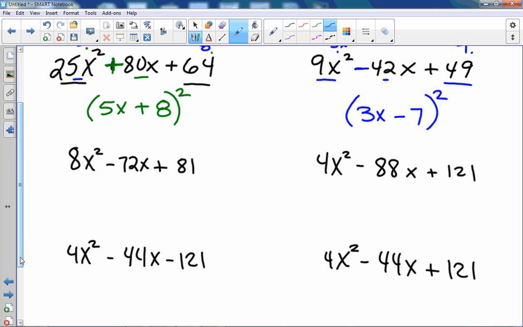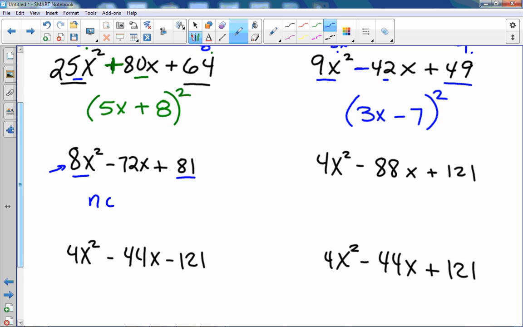Now, let's look at the next one here. Let's see if the first and last terms are perfect squares. So what about 8x squared and 81? Are those perfect squares? No, they're not. 8x squared, 8 is not a perfect square. So we're going to look at ways to factor this later.